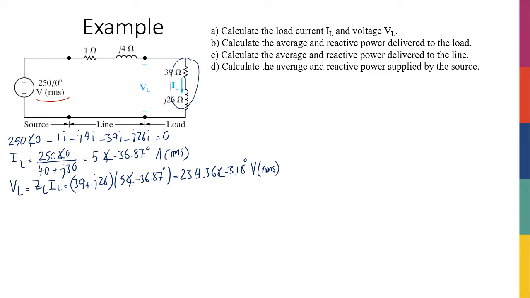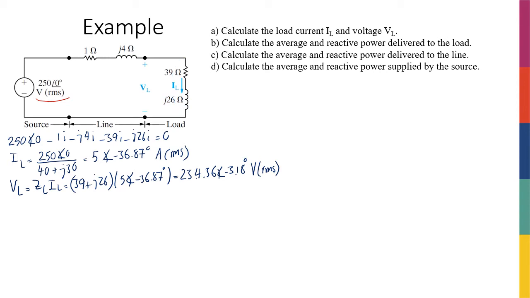So all I did was KVL, and I just used Ohm's law with complex numbers, kind of an Ohm's law, but Ohm's law at the end of the day. Part B is asking us to calculate the average and reactive power delivered to the load. If it's asking for both real or average and reactive, it's kind of asking us for the complex power, right? So it wants us to calculate the complex power of the load, this part, this impedance, the 39 ohm and the j26 ohm.